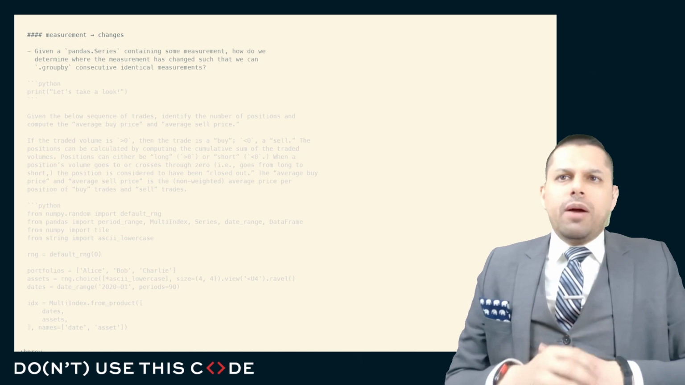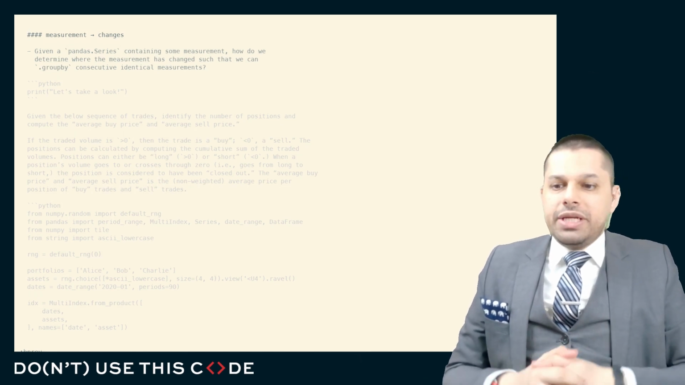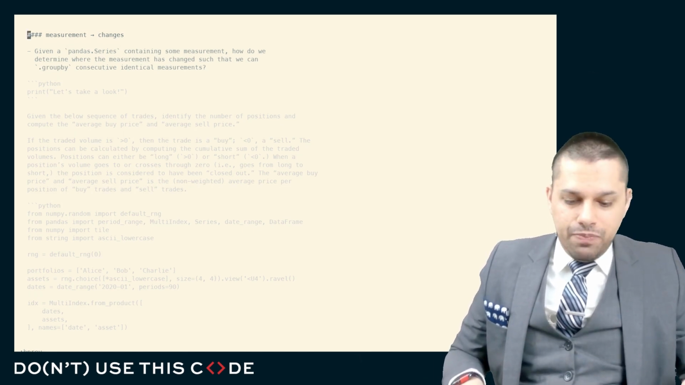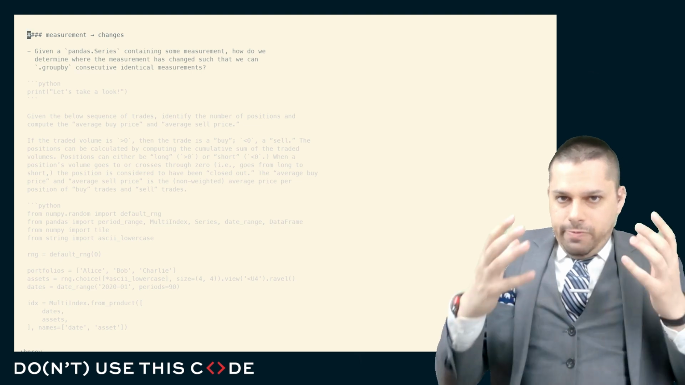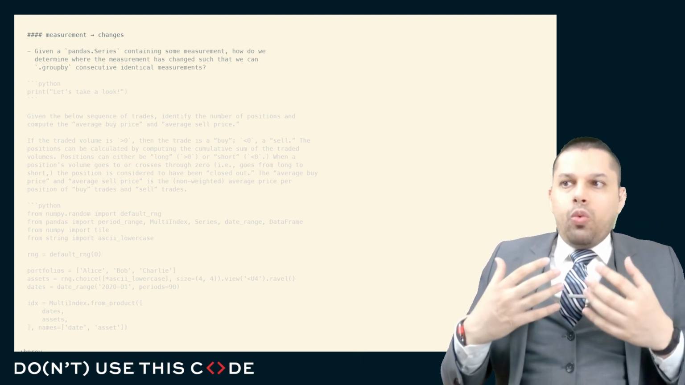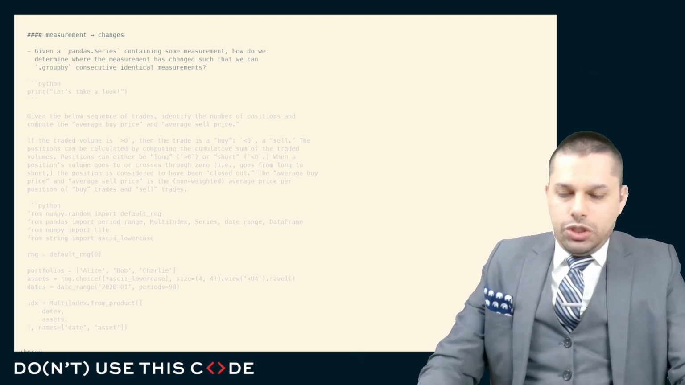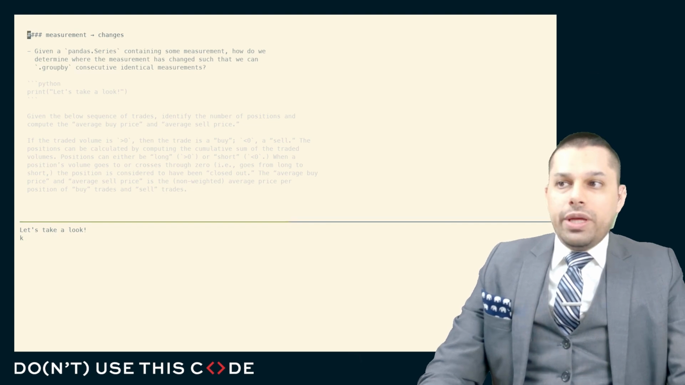I'll start with one of the problems which I'm sure a lot of you are very interested in, the measurements to changes problem. It's a very common problem. I have some data set, I have some measurements. Where do these measurements change? Why don't we take a look?